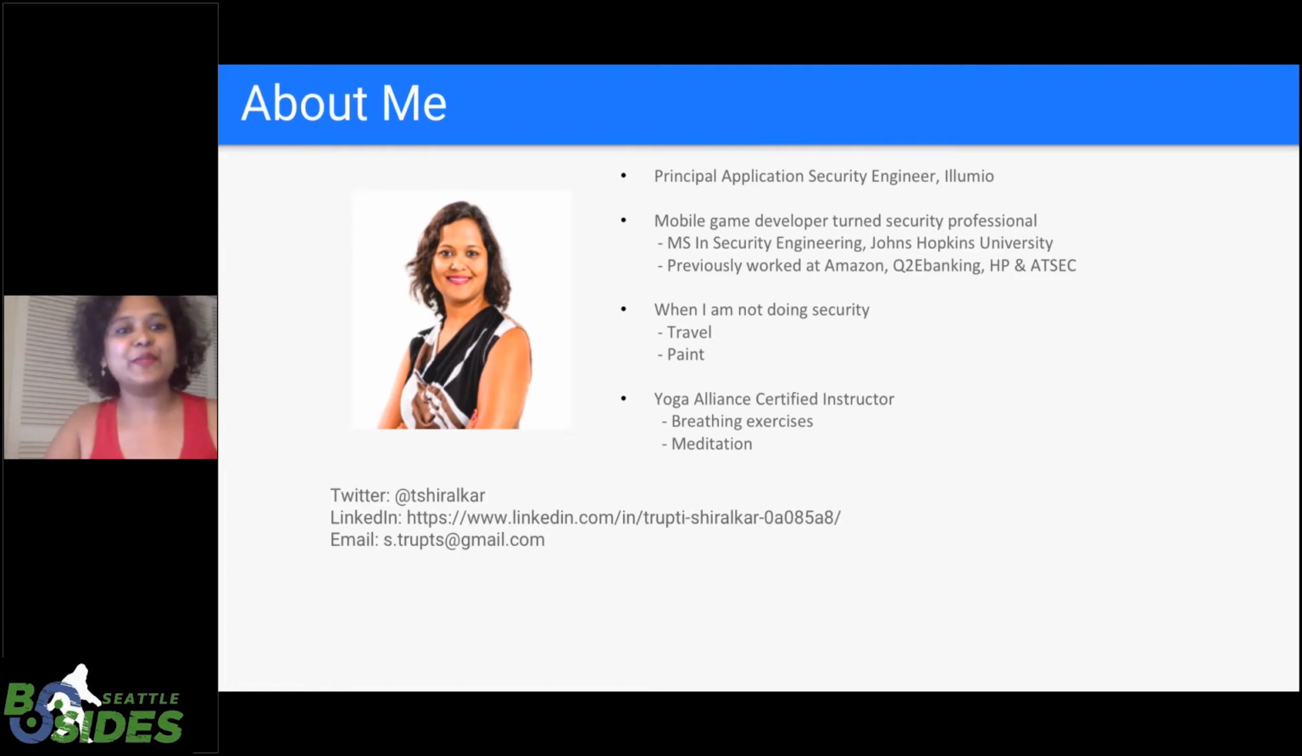Now, a little bit about me. As I said, my name is Trupti. Currently, I'm working as a principal application security engineer at Illumio. It's been 13 years, but I started my career as a mobile game developer. And after doing game development for a couple of years, I realized my passion is security.